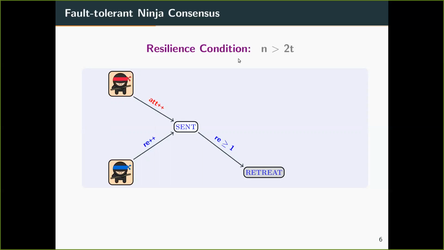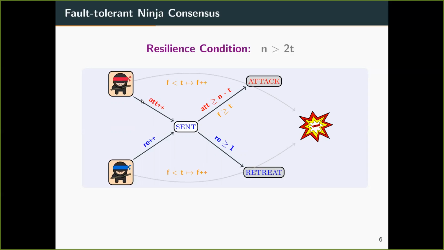Then the basic setup remains the same as before. We have two states, one for each possible decision. We have two shared variables, one for each possible decision. And from the send state, if a ninja checks that the shared variable re is bigger than or equal to 1, then the ninja can move to the retreat state. However, the decision to attack is a bit more complicated.